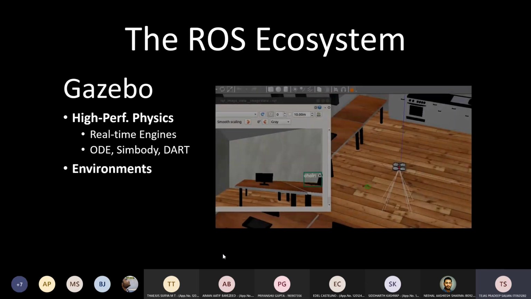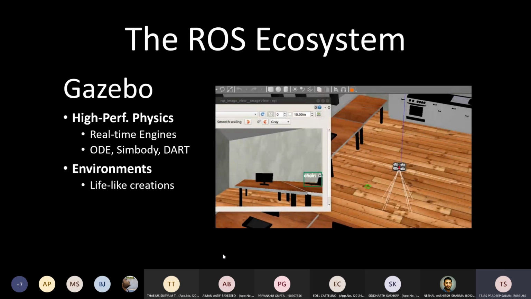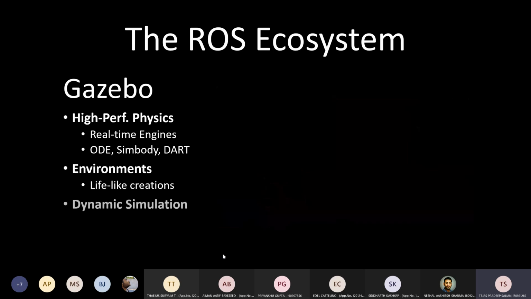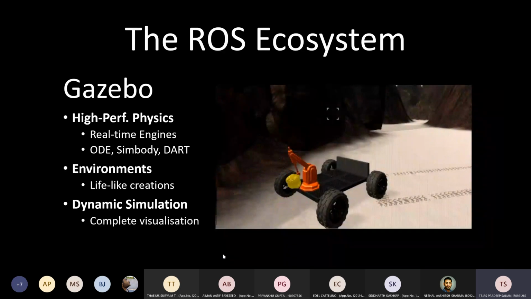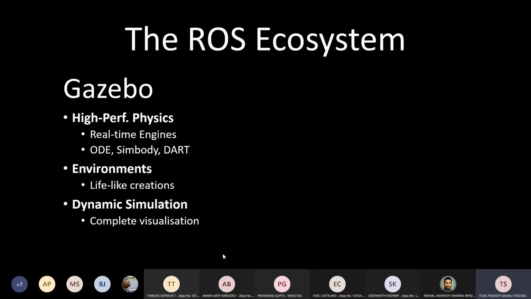Now, this has environments in it. For example, if you want to test your robot in a room, instead of that, first you can try it out in simulation. You can build your entire room like this, and then the robot can move around. And the best part is that complete visualization is provided, as it is dynamic. As we can see, the pick and place robot helps us. It was said that the Mars rover was also tested in this. So how cool is that?